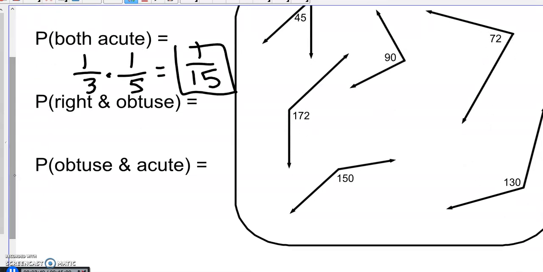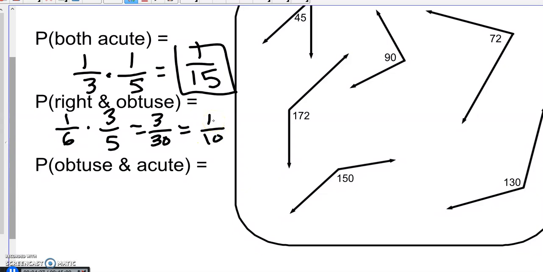This next one, we have to be a little careful. It says the probability that when you pick the 2 angles, one's right and one's obtuse. The probability that you pick a right angle the first time is 1 out of 6, because just one of them is. After you pick that right angle, there's only 5 angles left, and 3 of them are obtuse. Multiply those and you get 3/30, which is 1/10.